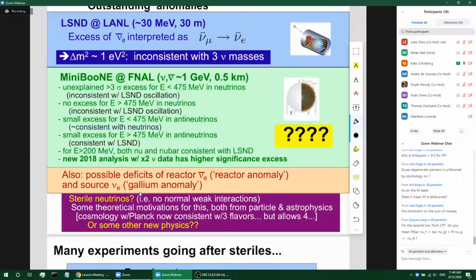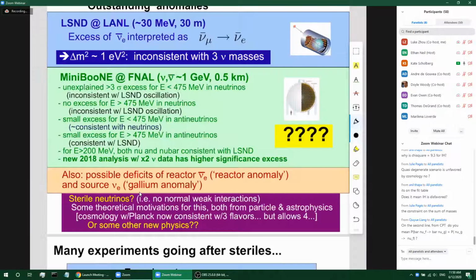There's some other things. There's also some possible disappearances, deficits of reactor neutrinos from early and current experiments. There was also a neutrino radioactive source in the Gran Sasso GNO gallium experiment, which had a bit lower observed event rate than expected. Not statistically that strong. These things are all kind of 3 sigma-ish, not really very, very clean.